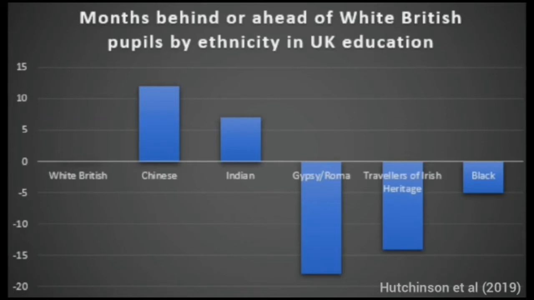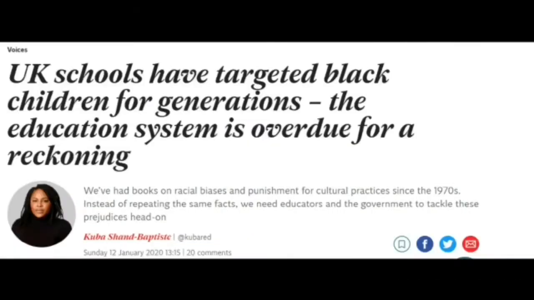Pupils of Gypsy Roma backgrounds are 18 months behind white British families, with travellers of Irish heritage 14 months behind, and Black Caribbean pupils 5 months behind. An article by The Independent also draws attention to this significant social justice issue by stating that the UK has an unwillingness to accept that black children face discrimination as soon as they enter the education system.